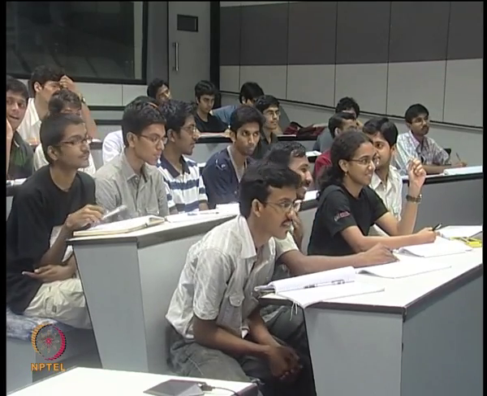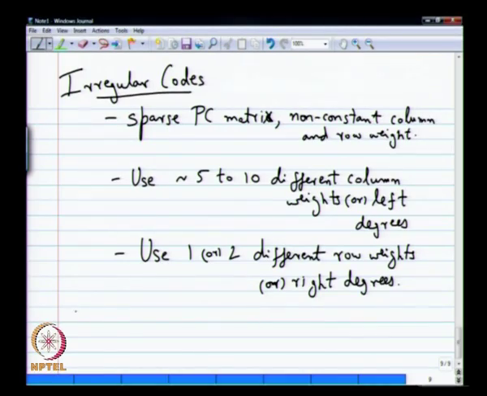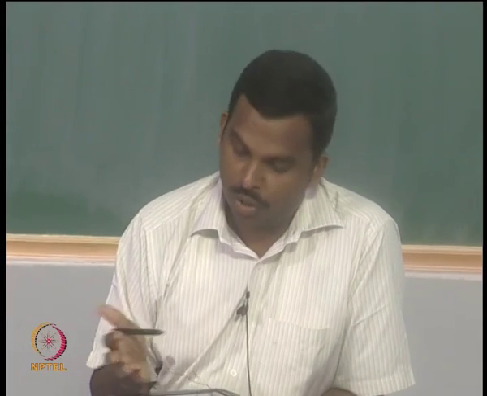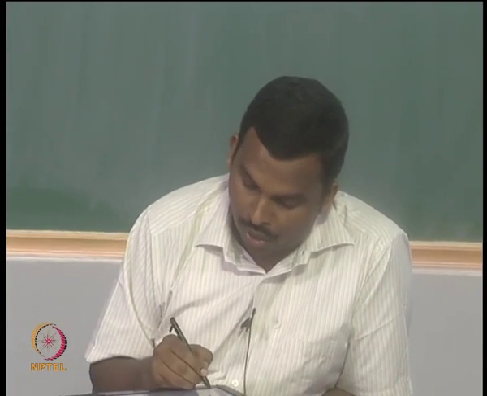So to specify the irregular codes, the distribution. This kind of thing is called degree distribution. The number of different degrees, number of different row weights or column weights, is called degree distribution. So when you specify an LDPC code, usually you have to specify the block length n and a degree distribution. So how you specify the degree distribution is what I am going to talk about now.